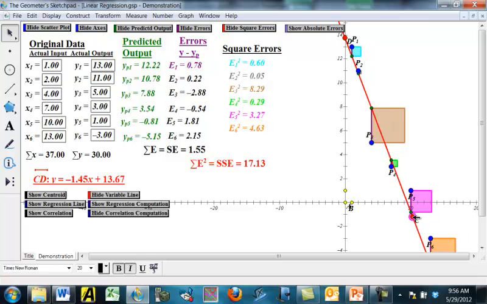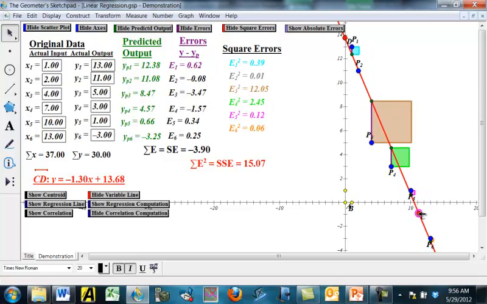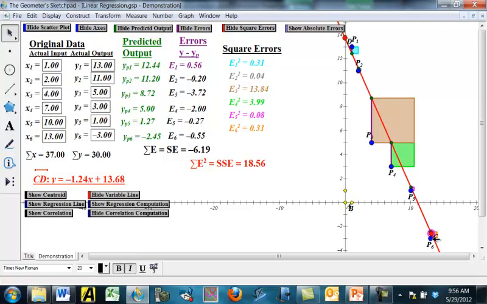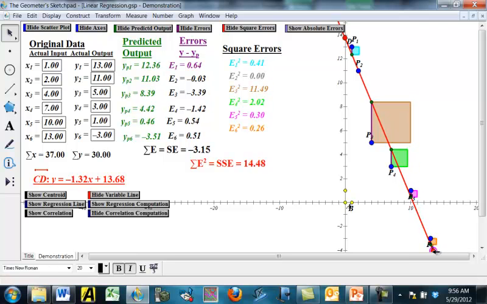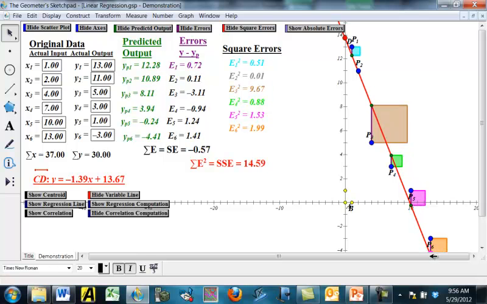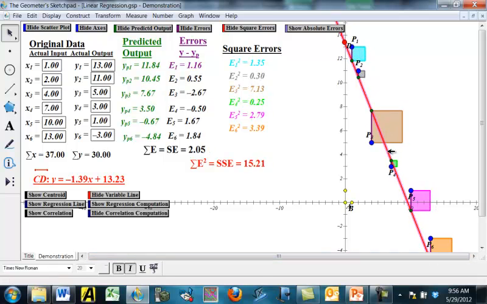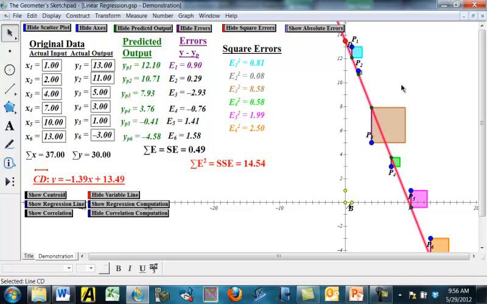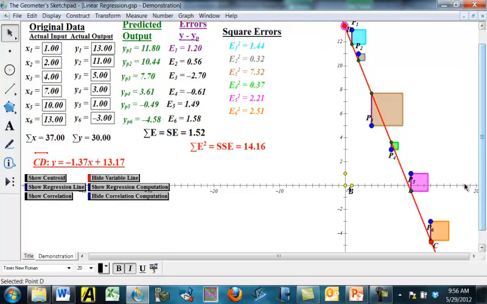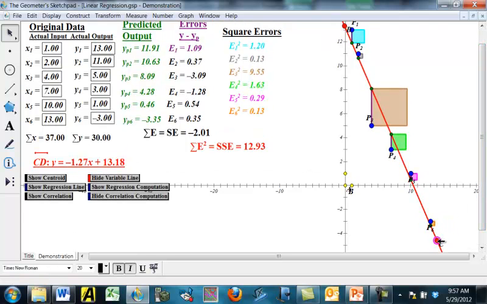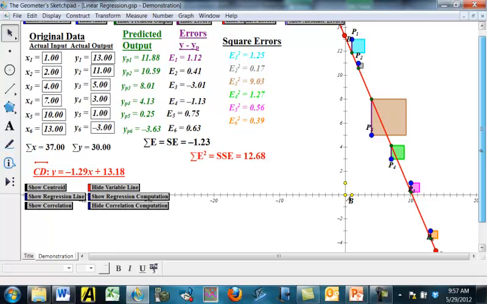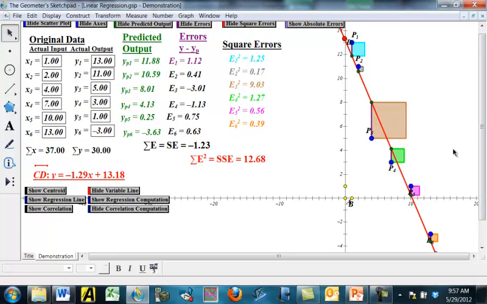So each one of these has a smaller SSE, it's coming closer to hitting those data points, and it's a better fitting line. I had one at 13 point something a minute ago. Let's see if I can get back to that. Oh, there's 12.68. That's pretty good. I don't know if that's the absolute best possible one, but that is one that fits pretty well. So now the question is, what do we do?